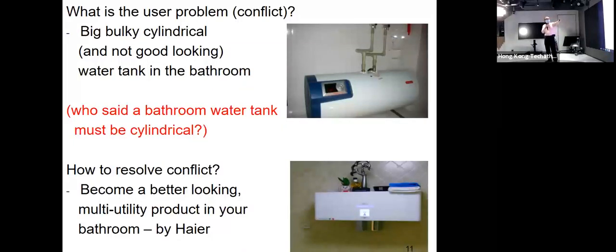That cylinder is what I have in my little apartment in the mainland. Before I knew that, somebody invented something like that. Who said a water cylinder in the bathroom should be cylindrical in shape? No, nobody said that. But somehow it has been done for so many years. So I started to think about the contrary. So it became a better looking water cylinder that you can put things on top. Not exactly beautiful, but it is useful. There are other applications.